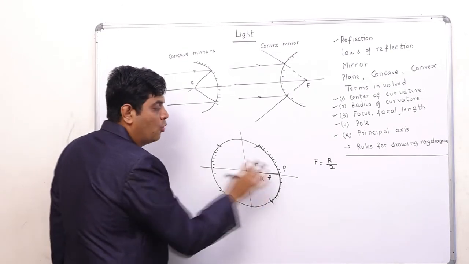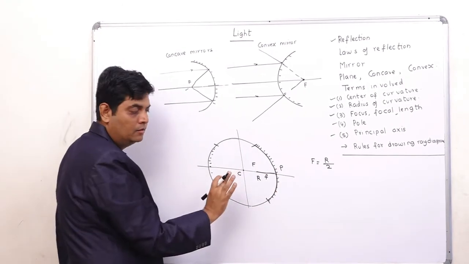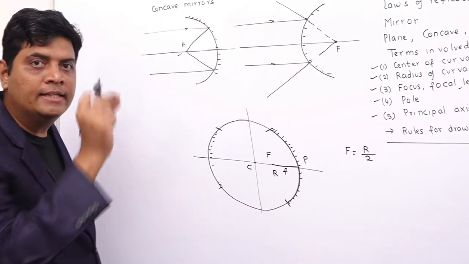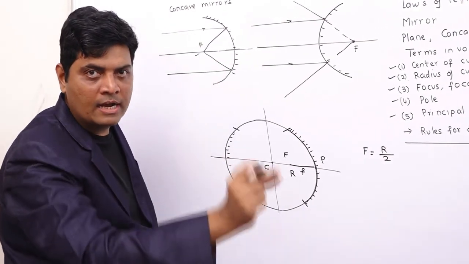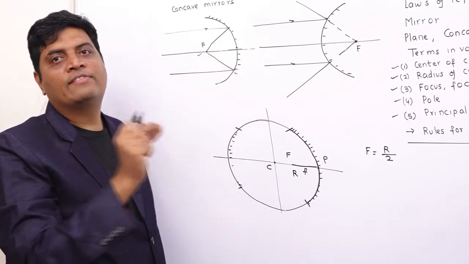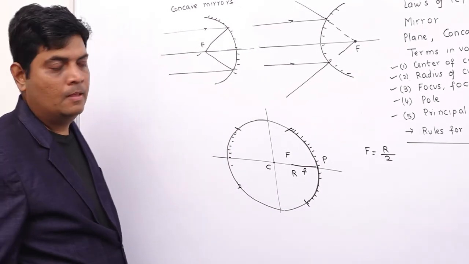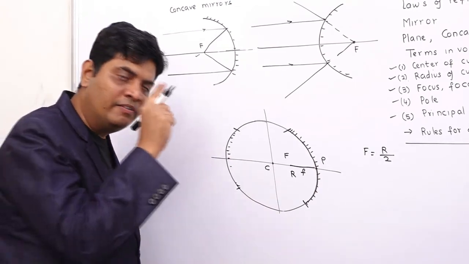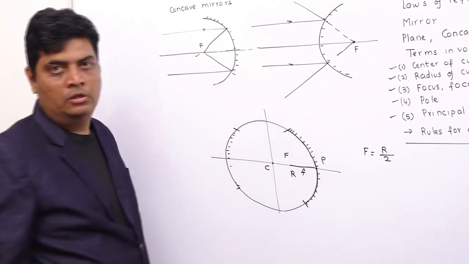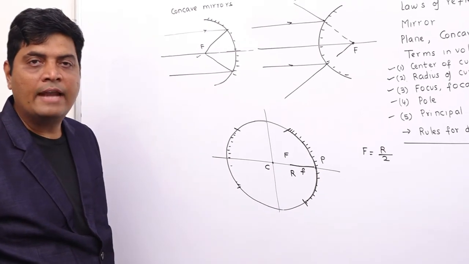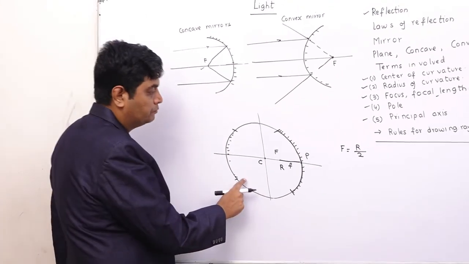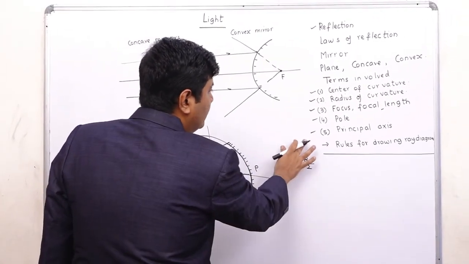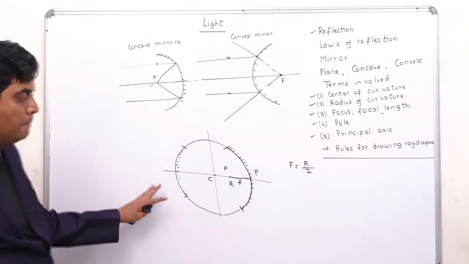Next, what is pole? Pole is the center of the mirror. And the imaginary line joining the center of curvature, focus and the pole is known as the principal axis. Focal length. What is focal length? It is the distance between the focus and the pole. And principal axis we have studied. So all these things we have studied in this part.